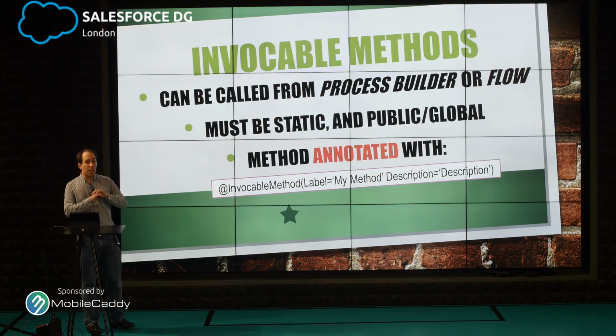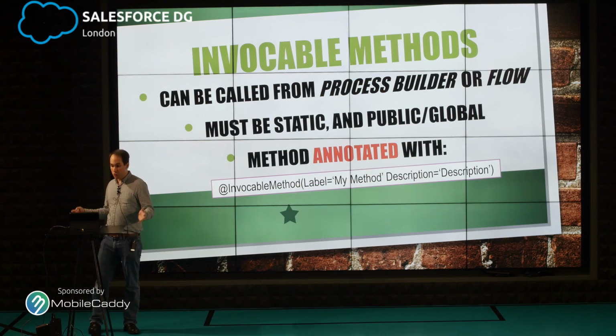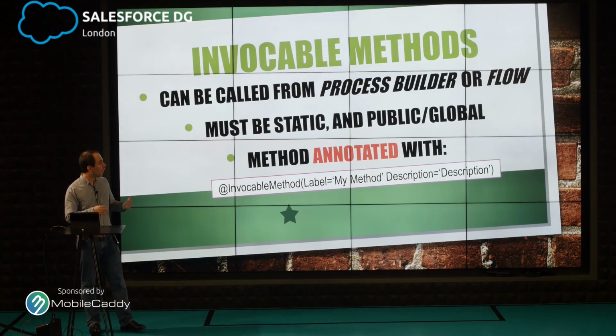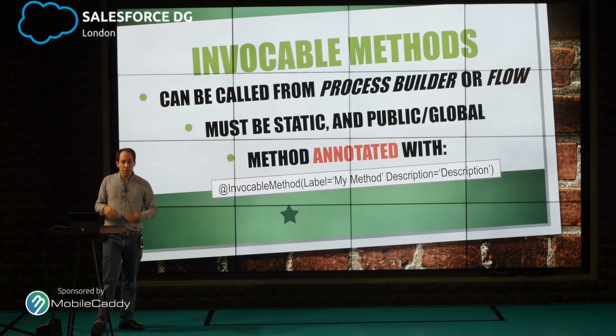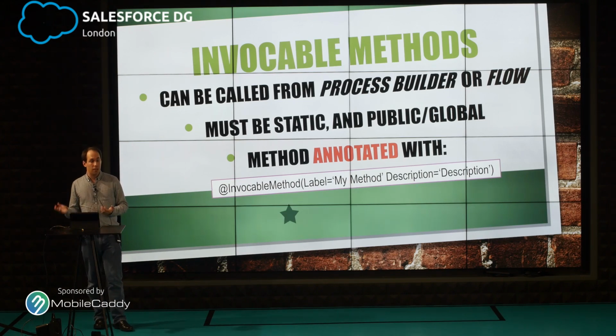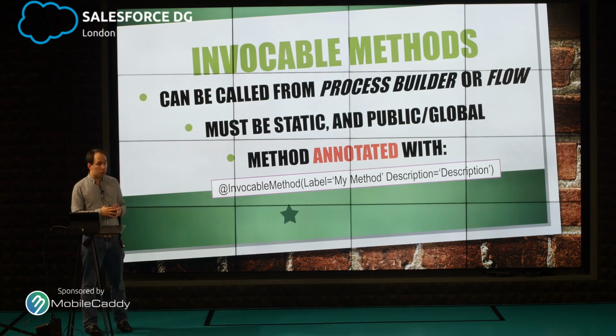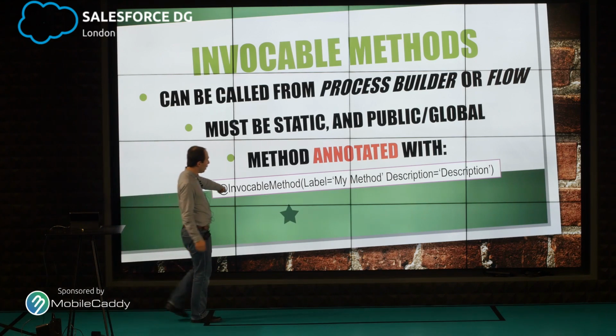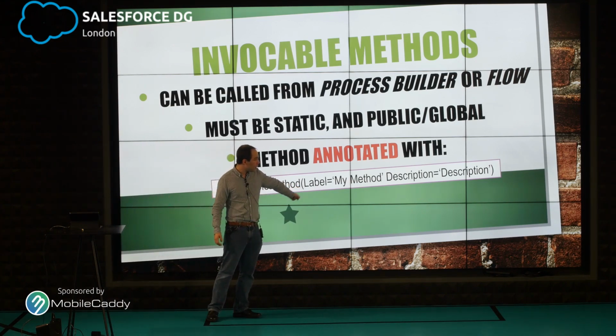So invocable methods are just regular code methods and functions that you can use inside a flow or inside a process. They need to be accessible, and they need to be static. That means they need to be public or global. If you're an ISV and you're writing a managed package, it needs to be global if you want other people to use it. All you have to do to make a method invocable is add this annotation, InvocableMethod, then you add a label, then you add a description.